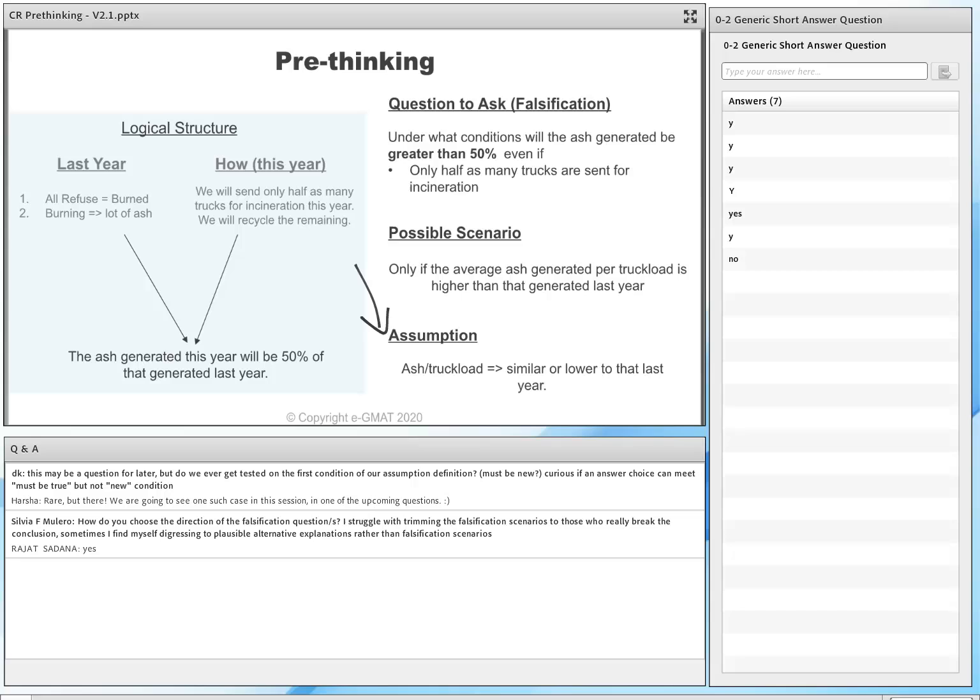The highway miles question talked about the number of trips. It talked about the distance traveled and toll per mile. Here it's talking about ash per truckload and refuse. Okay.